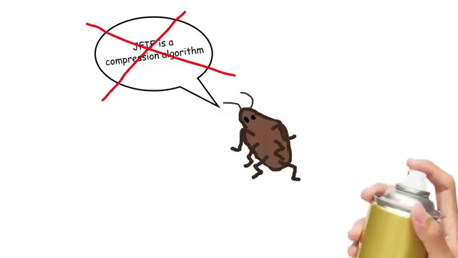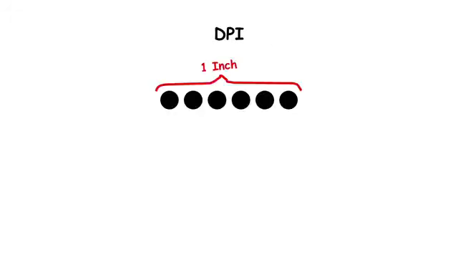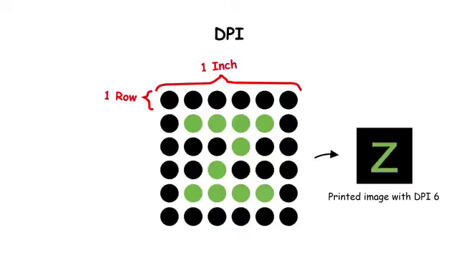GIF is not actually a compression algorithm. It's a container that adds some extra information to a JPEG image. A GIF file stores information such as the image's DPI, or dots per inch. DPI means how many colored dots should exist in every inch of each row of an image so that the image gets printed at the correct size. Without that, a JPEG image can be printed at almost any size, and there is no way to know what its original physical size was supposed to be.